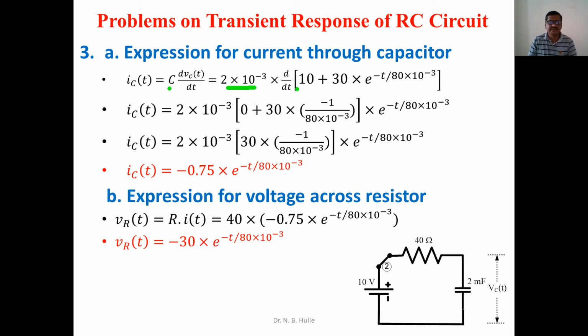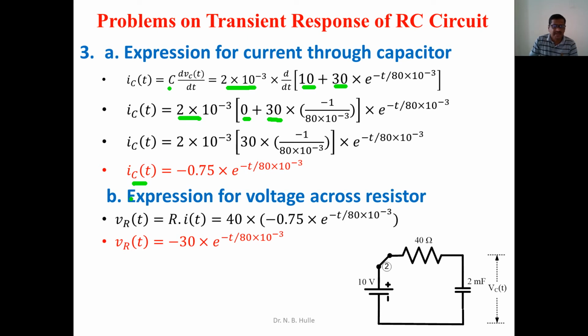If we differentiate this equation with respect to t, this is the constant, so the differentiation of this constant term is 0. This 30 is a constant, it stays as it is. Differentiation of e raised to the power of minus t by tau will be minus 1 upon tau, that is minus 1 upon 80 into 10 raised to the power of minus 3, into e raised to the power of minus t by tau. If we simplify this expression further, we get the final expression: Ic of t, the current flowing through the capacitor, is equal to minus 75 into e raised to the power of minus t by tau.